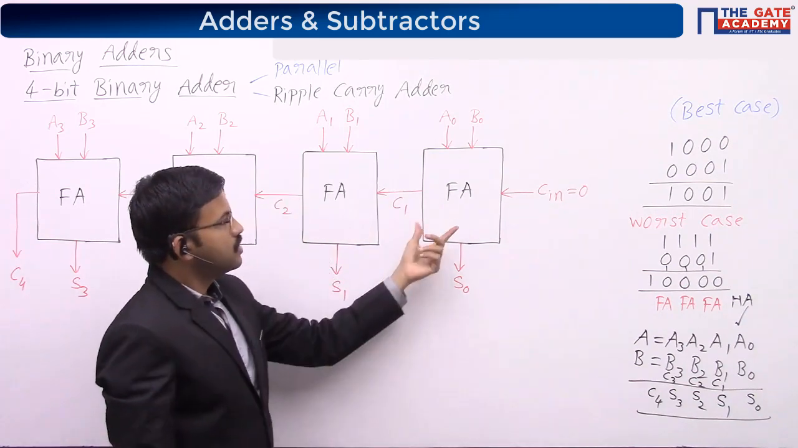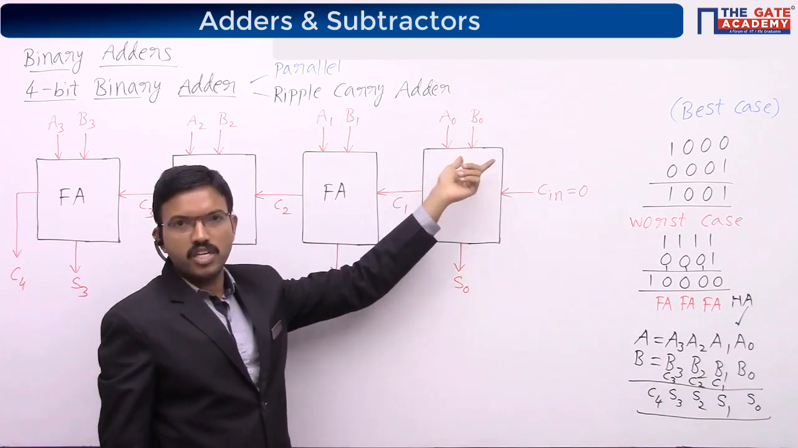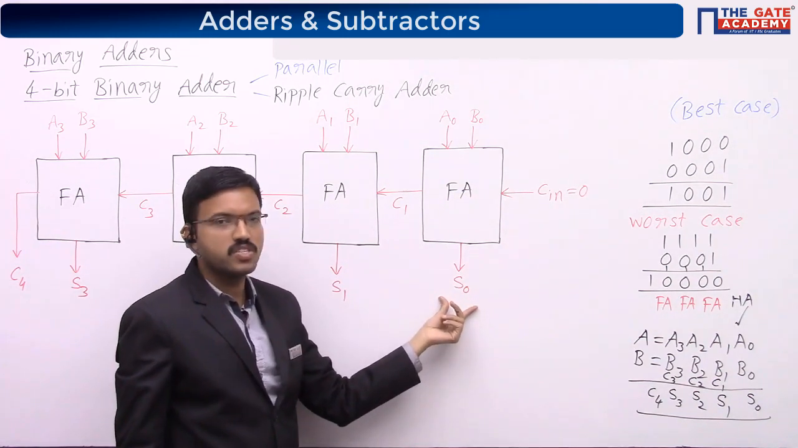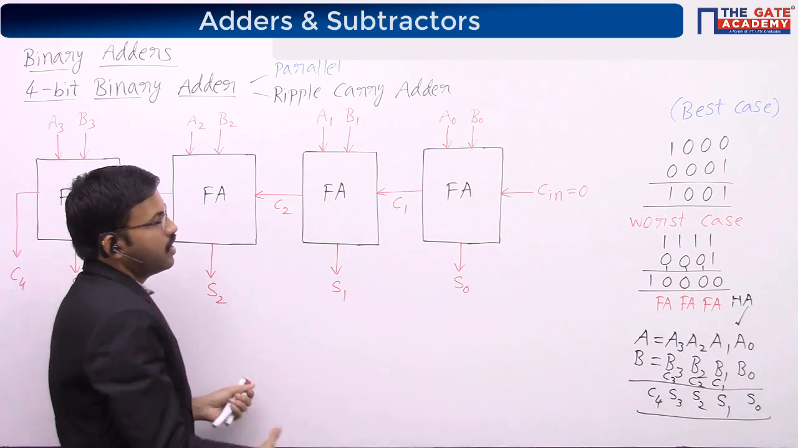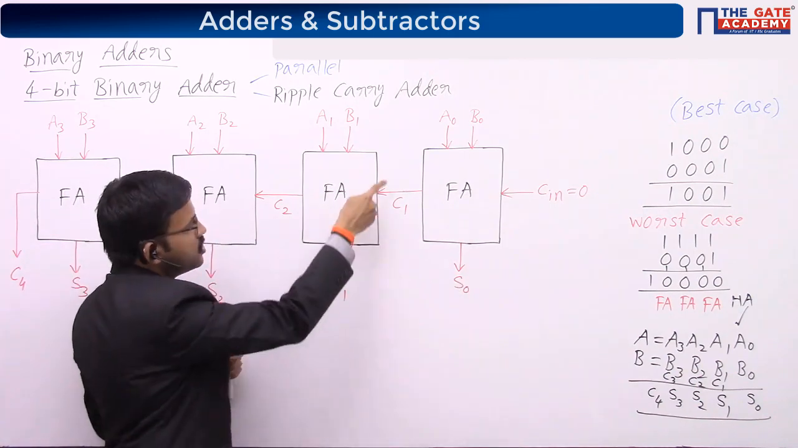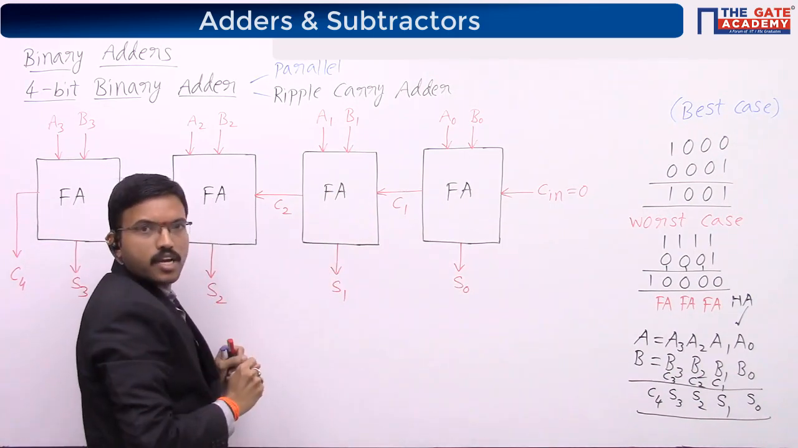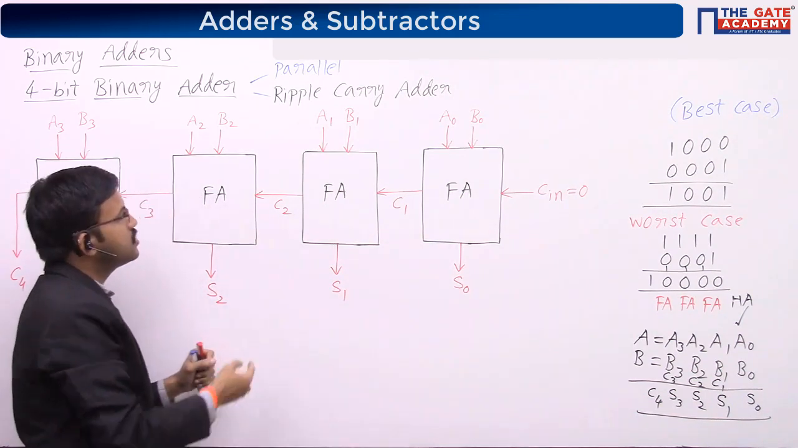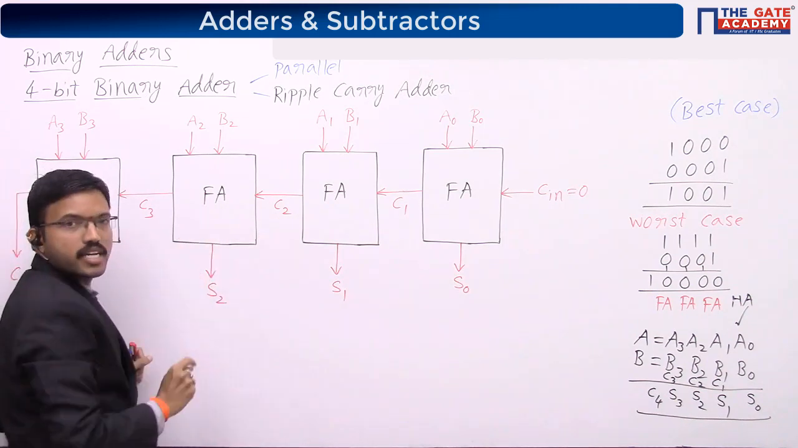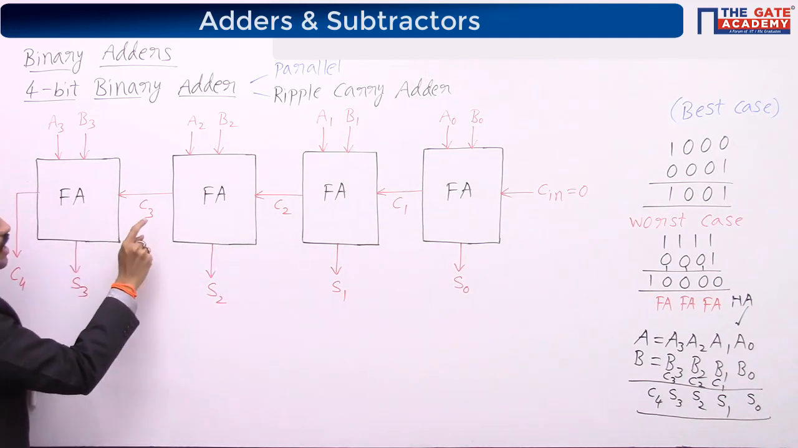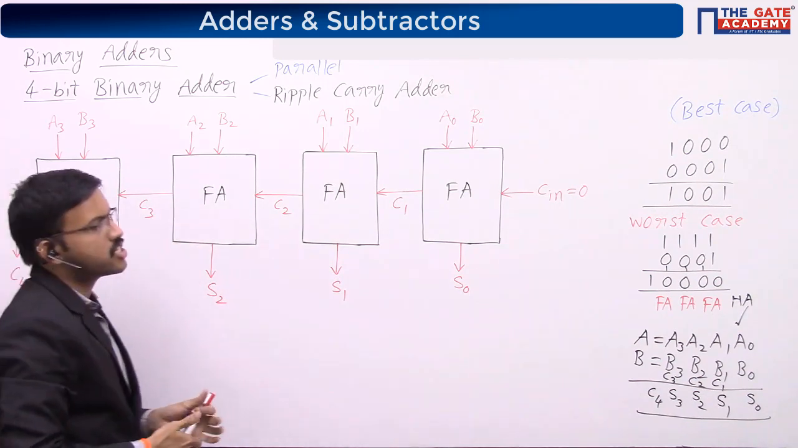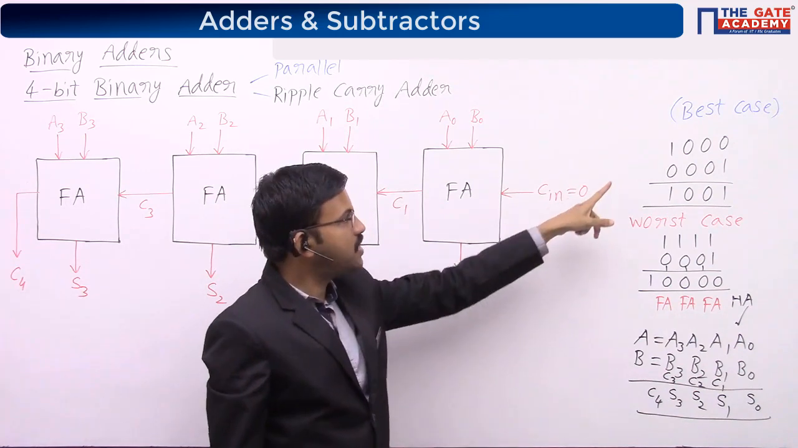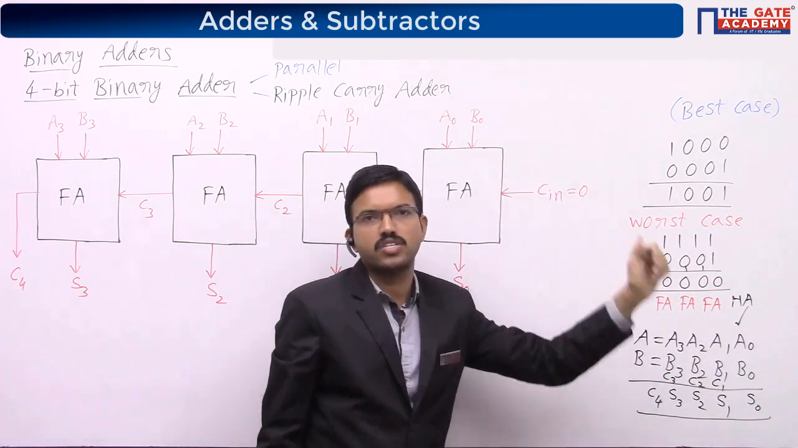That means this first full adder performs the addition the moment you give A0, B0, because Cin is 0. It takes some amount of time for producing sum and similarly carry. Now carry is generated, so the next full adder has to wait until this carry comes. Only then will the sum output and carry output here be valid. Similarly, this full adder has to wait till this carry comes, and likewise the next one. So worst case means carry propagation takes place through all the stages. Best case means there is no carry propagation through any stage.